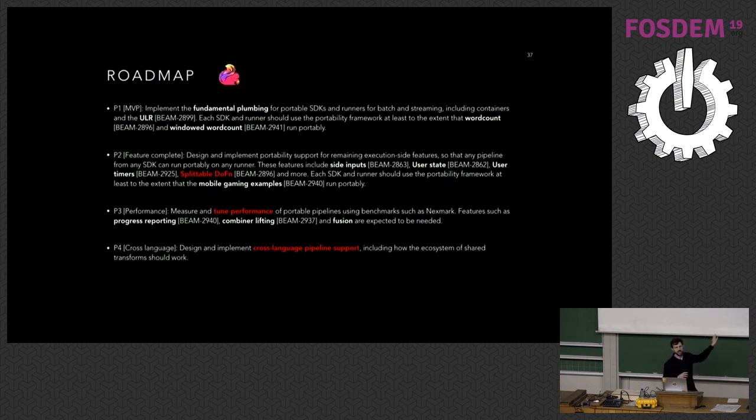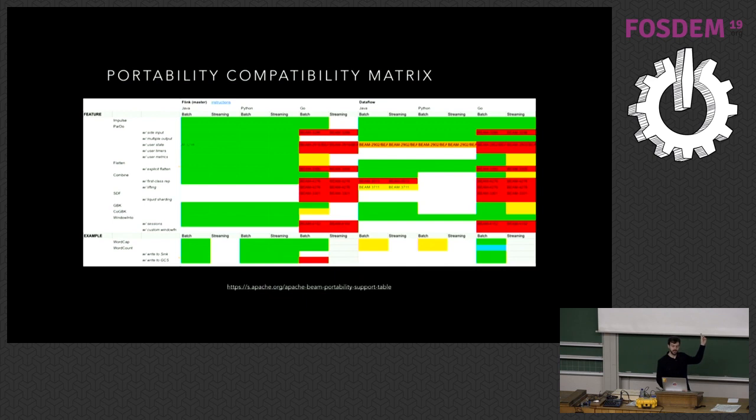There's also this fancy thing called splittable DoFn, which you can read up on, but that's not so important. There's a compatibility matrix, which tracks the status for portability of all runners. There's a link here, and Flink actually is the best runner, I would say, because it supports most features at the moment. The others are going to catch up.